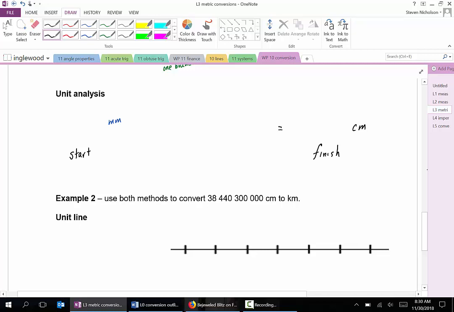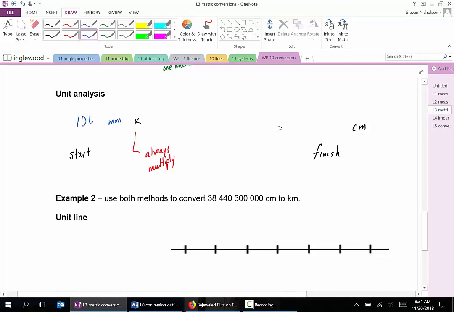So that's the basic idea. So again, we're always going to multiply. That's the good thing about unit analysis. We're always going to multiply. You don't have to worry about what direction you're going. You just have to worry about the units canceling out.